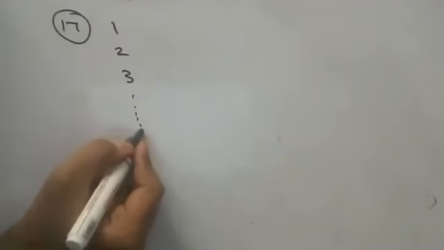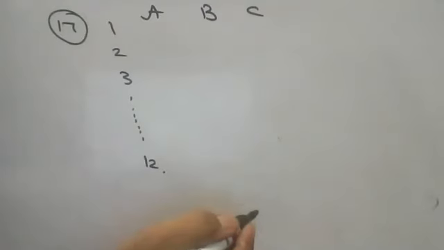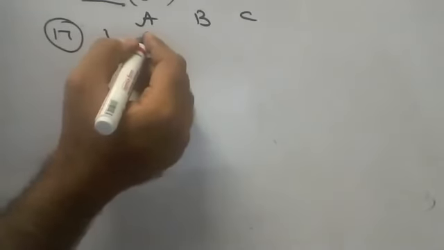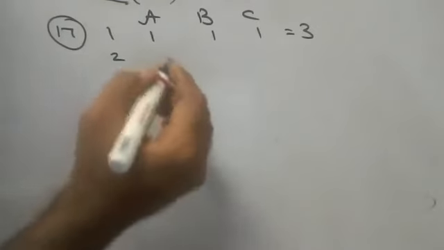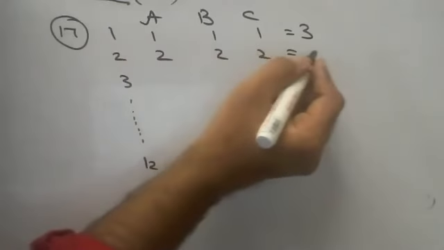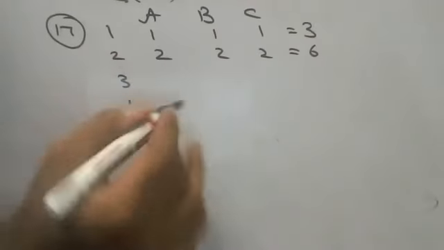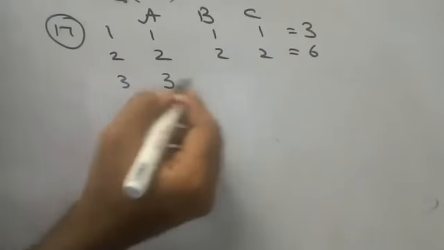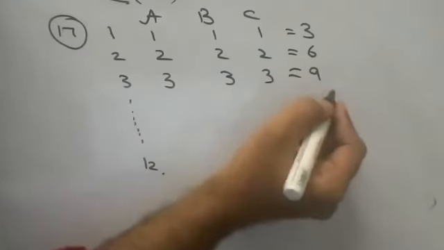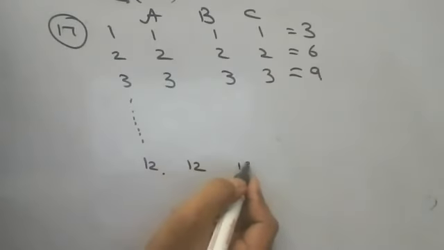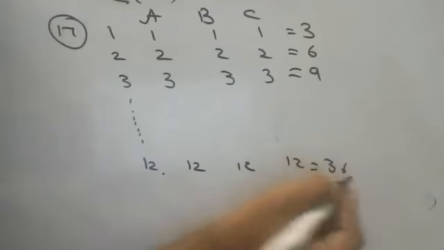All of you. In a school, the first class is there, second class is there, third class is there, up to the 12th class is there, children. All of them have A section, B section, C section. First class students planted 1 tree, 1 tree, 1 tree, total 3 trees. Second class students planted 2 trees, 2 trees, 2 trees, total 6 plants, I mean to say. Third class students, 3 plants, 3 plants, 3 plants, like that. How many children? 9. Like that, 12th class students, 12, 12, 12. How many? 36 plants.